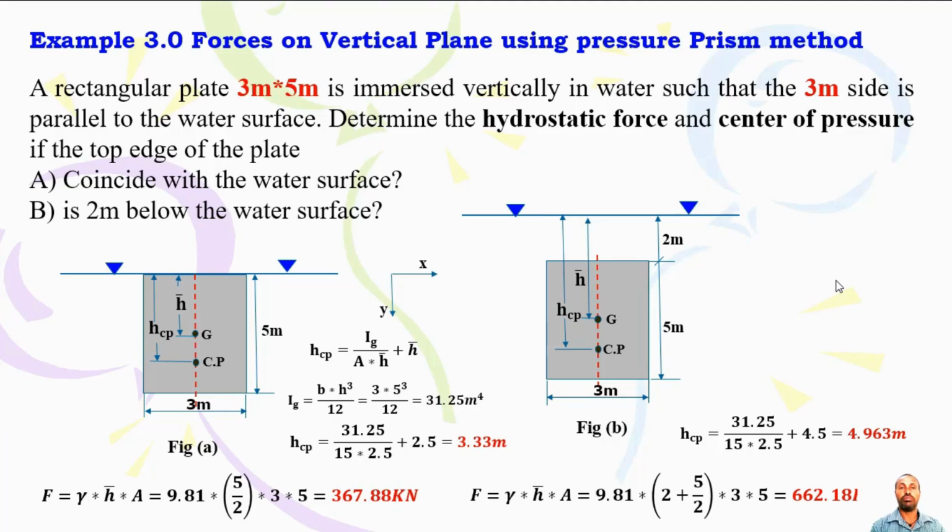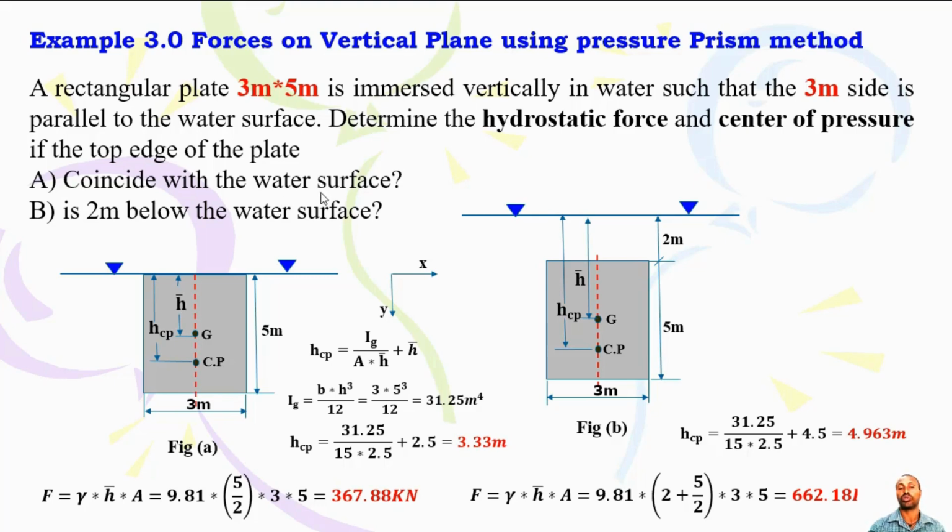Okay, let us see the best illustrative example on forces just on a vertical plane using the pressure prism method. A rectangular plate 3 meter by 5 meter is immersed vertically in water such that the 3 meter side is parallel to the water surface. Determine the hydrostatic force and center of pressure if the top edge of the plate coincides with the water surface, and if the top edge of the plate is 2 meters below the water surface. So we have two problems.